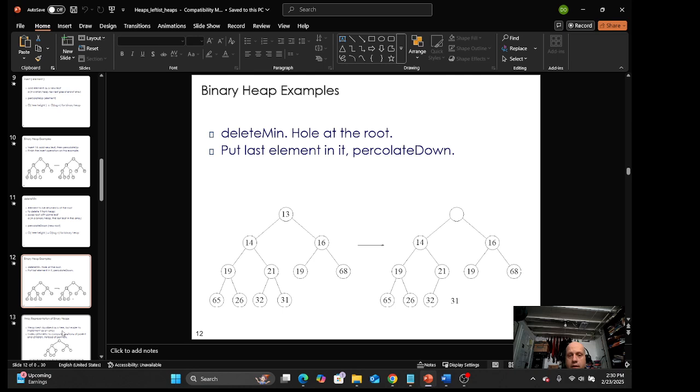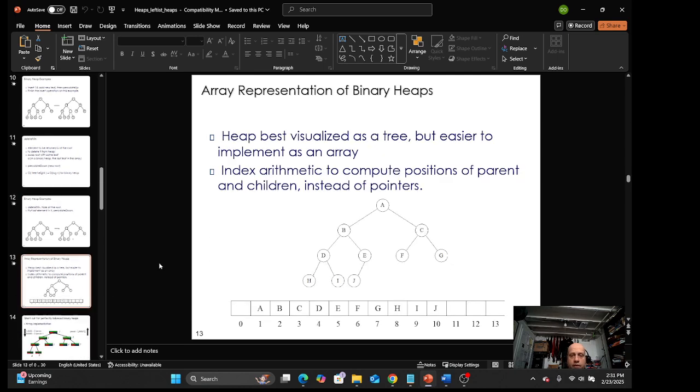Delete min. Here I would have a hole at the root. I would remove that, then put the last element in it, and then percolate down appropriately. So it can't exist in this format, and after deleting 13, I have to perform the operations to reattach that tree.